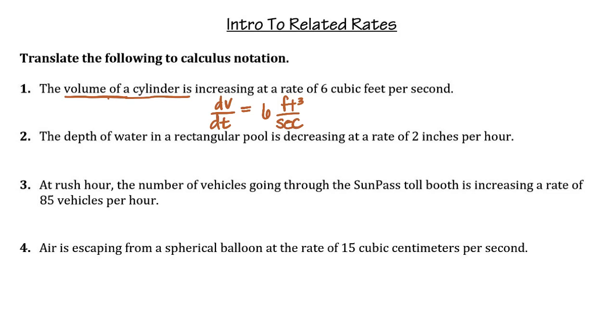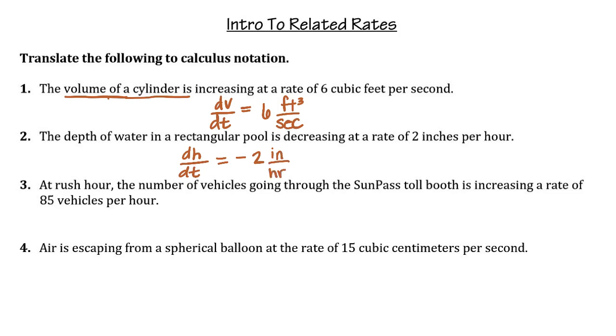For number 2, the depth of water in a rectangular pool is decreasing at a rate of 2 inches per hour. Here we're talking about the depth of the water, or really the height of the water. To note how that is changing, we say dH dt, where h is for the height. Notice that it is decreasing, so we make that negative 2, and we need to include our rate, which is inches per hour.